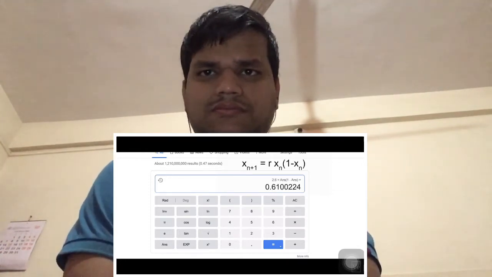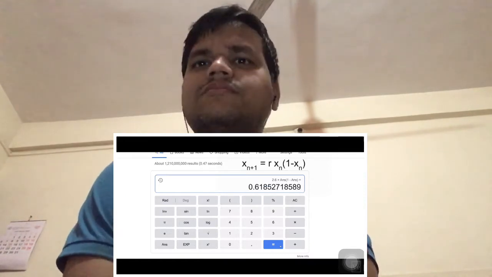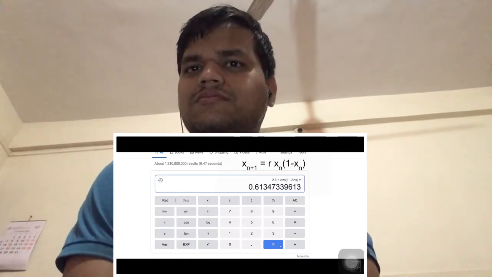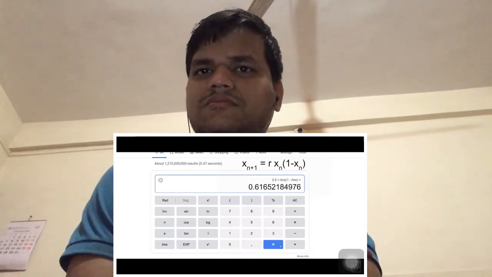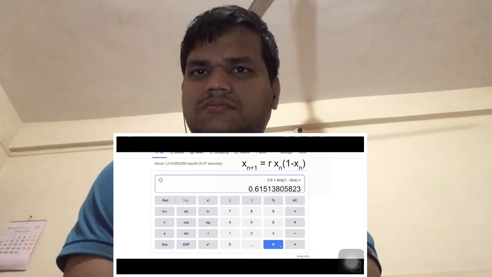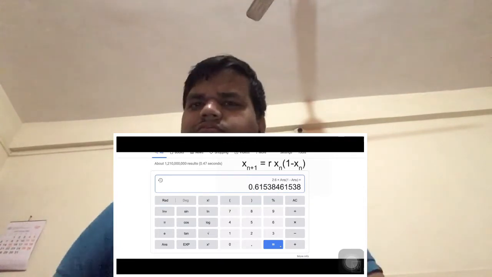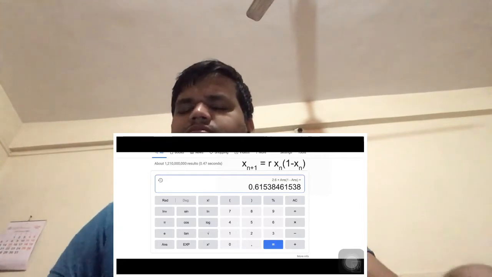So the population dropped a little. Hit it again: 0.619, 0.613, 0.617, 0.615, 0.616, 0.615. And if I keep hitting enter here, you see that the population doesn't really change. It has stabilized, which matches what we see in the wild. Populations often remain the same as long as births and deaths are balanced.